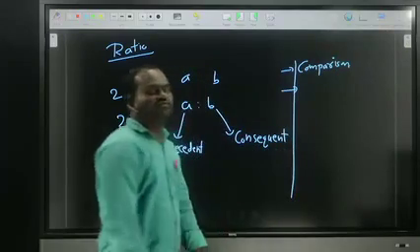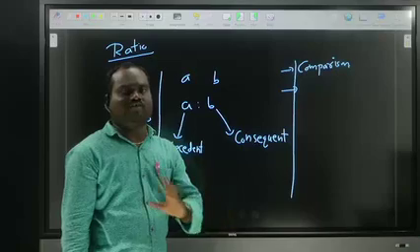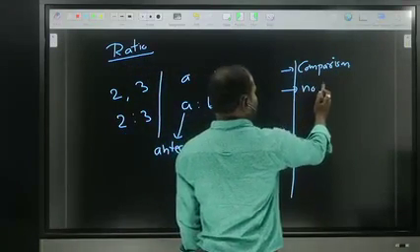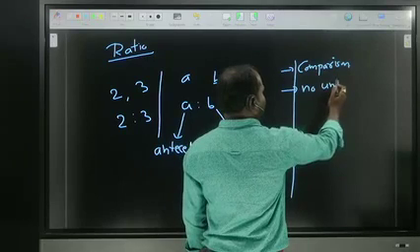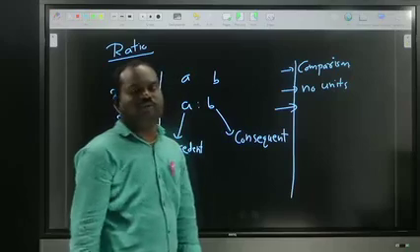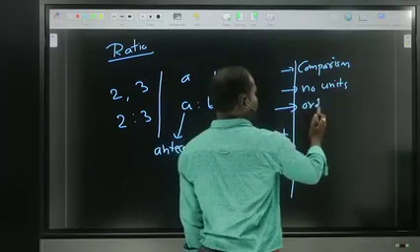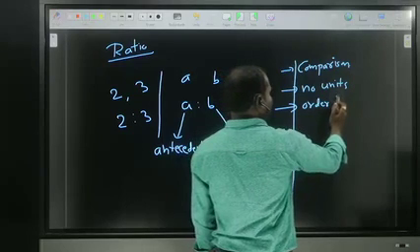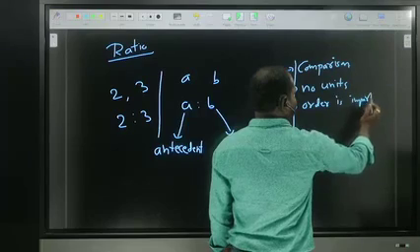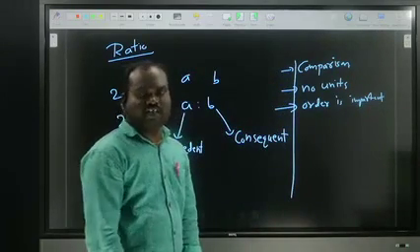And the next thing: for ratio, no units will be there. Not kilograms, not centimeters, not kilometers. Ratio has no units. That is the thing. And the next thing: in ratio, order is important.